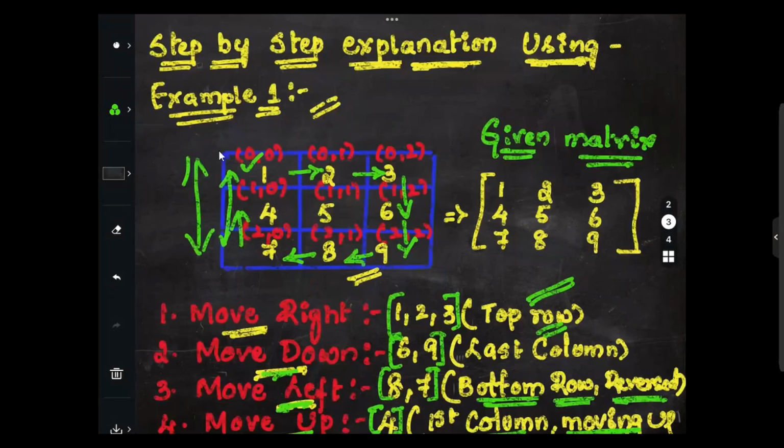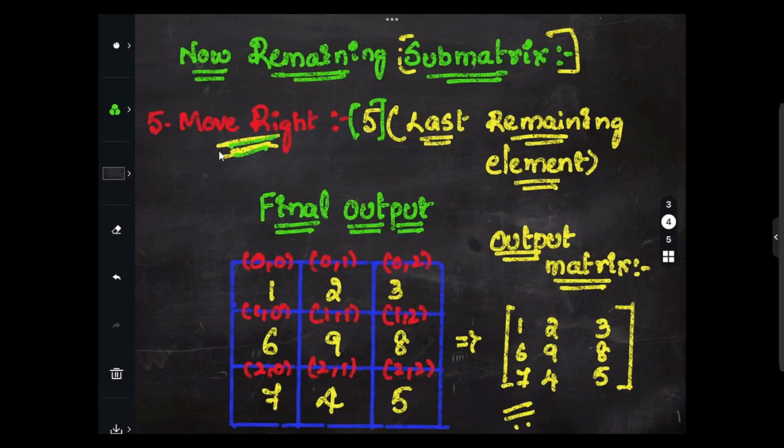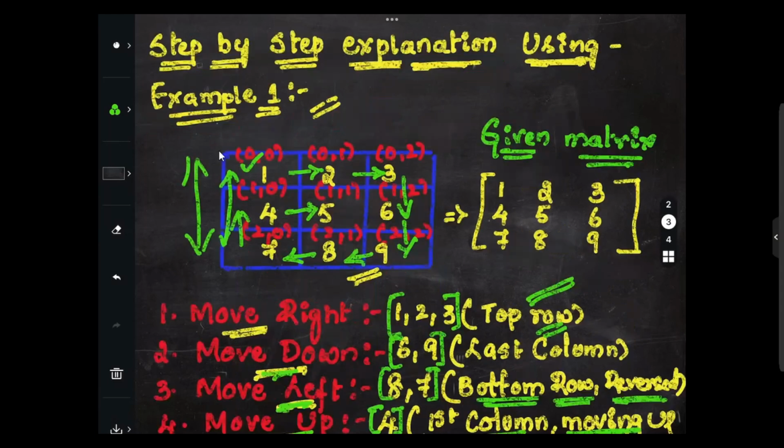You can clearly see here we have covered 1 2 3 6 9 8 7 4, then only 5 is left. Now what we will do, we will move right here. In this case, 5 is nothing but the last remaining element. So this is also covered now. So now we have covered 5 as well.